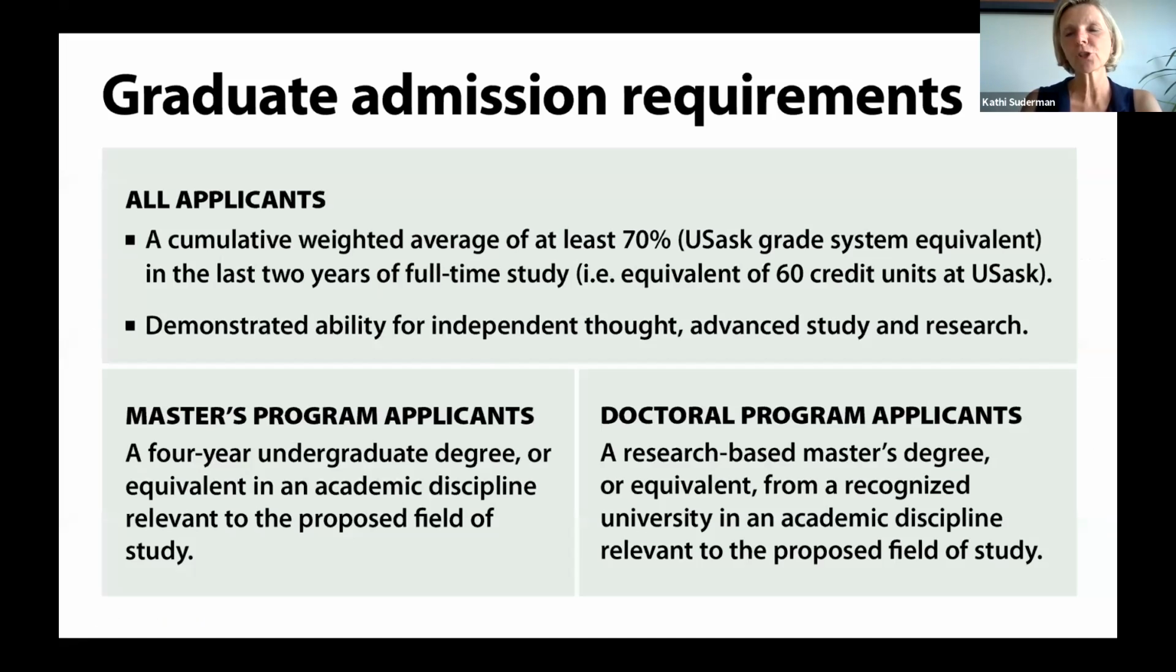And I mentioned that there could be some varying admission requirements from program to program. Our basic admission requirements across all of our graduate programs would be an admission average of at least 70%. Whether you're coming from an undergrad or a master's into a master's or a PhD, it would still be the same, 70%. And that was the basic minimum level. You also need to show that you have demonstrated ability for independent thought, advanced study, and research. And here's a little bit of a difference between the master's and the doctoral programs.